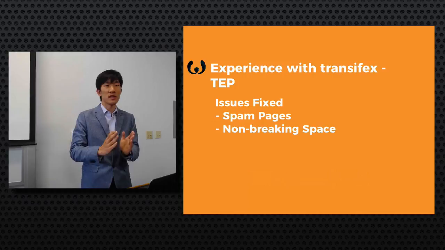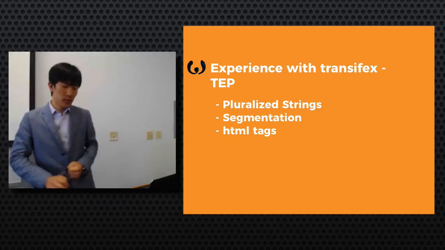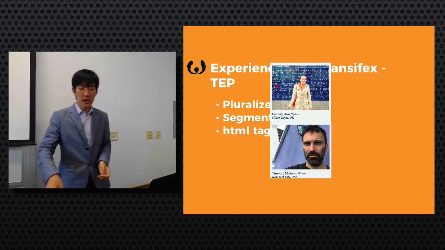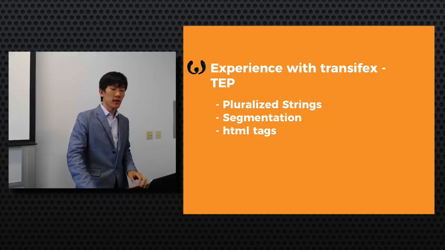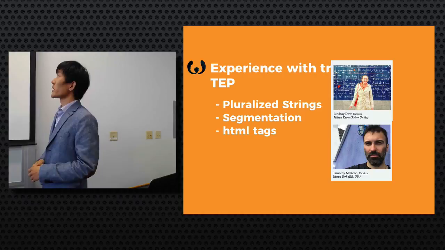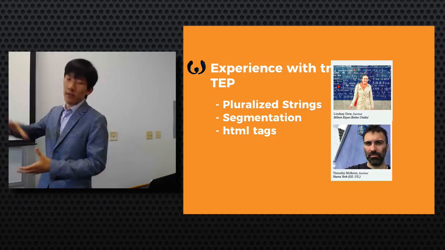And there are some other issues we couldn't fix. The first one is pluralized strings. What is that? In English, we have the same word for both male and female, but when you translate into other languages, it's different, especially in highly inflected languages like Spanish. When it collocates with a different gender, it's a different word. But TransitFlex doesn't support pluralized strings. We ended up using the masculine or male version of this word.